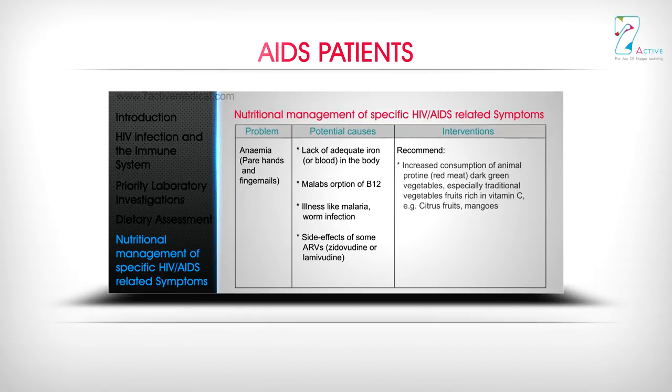Recommend: increase consumption of animal protein, red meat, dark green vegetables, especially traditional vegetables, and fruits rich in vitamin C, for example citrus fruits, mangoes. Reduce consumption of tea and coffee after meals. Iron or folate and B12 supplementation.